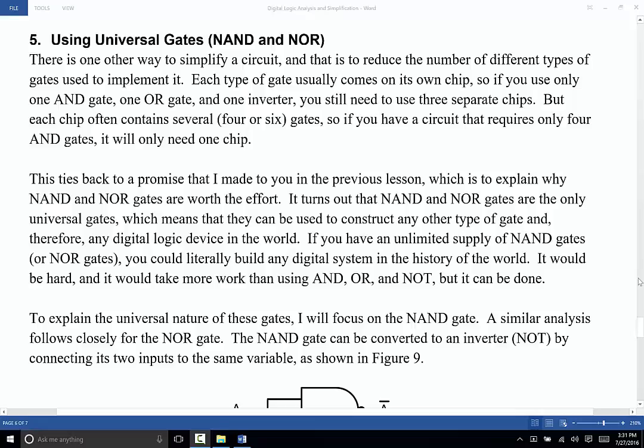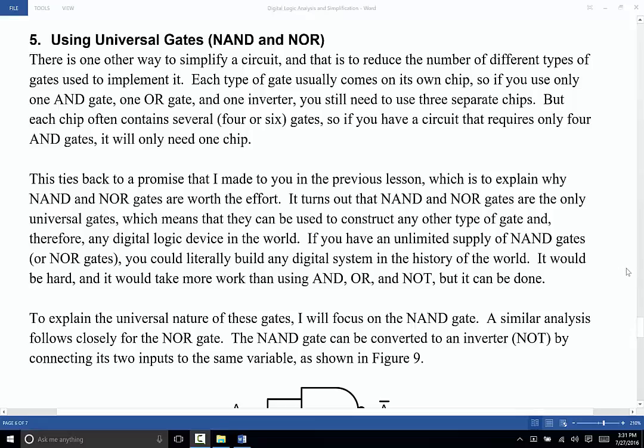Now, if you don't have NAND gates or NOR gates, then you need at least an AND and an inverter, or an OR and an inverter, or the best, sort of the easiest case, is if you have ANDs, ORs, and inverters. That's the ideal toolkit. But we're going to talk more about that when we talk about digital logic design. For today, we're really just talking about universal gates.